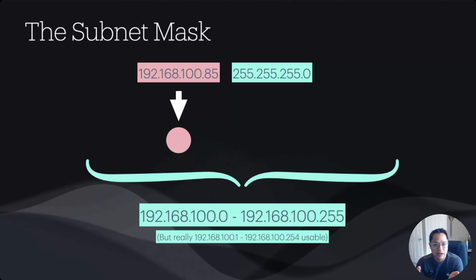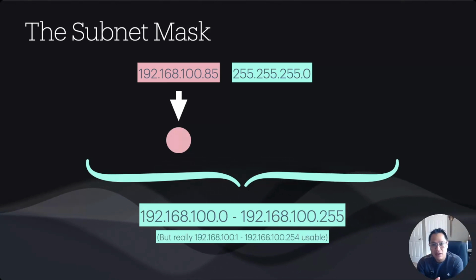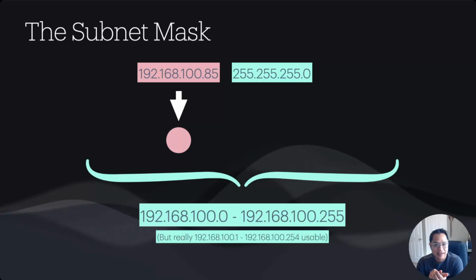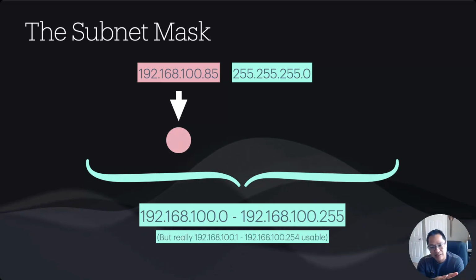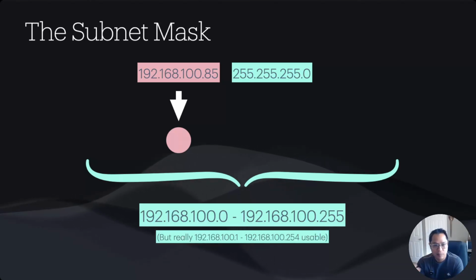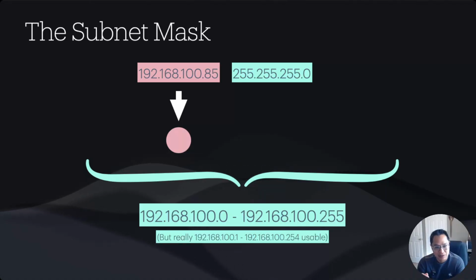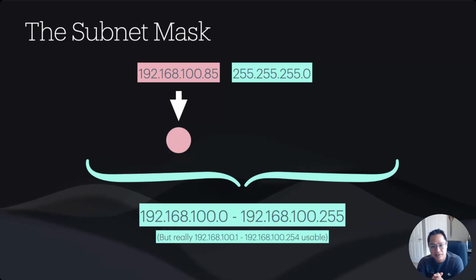So in this case, we can have one IP, represented by a dot here. This dot can be 192.168.100.85. Well, let's add in a subnet mask, 255.255.255.0. What this basically means is that this IP address lives in the range of networks 192.168.100.0 to 192.168.100.255. Never mind the fact that later on you learn that the first address is not usable because that's your network address, and the last address in the network is not usable because that's your broadcast address.